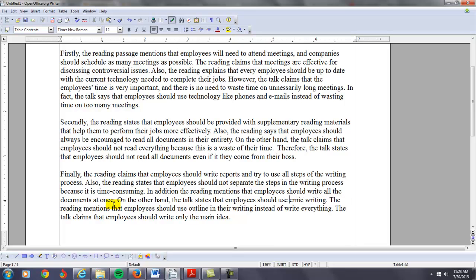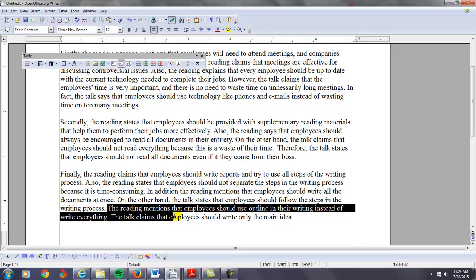No. They should follow the steps in the writing process. The reading mentions. Yeah, I think you're getting confused here. So this part here is just not accurate.